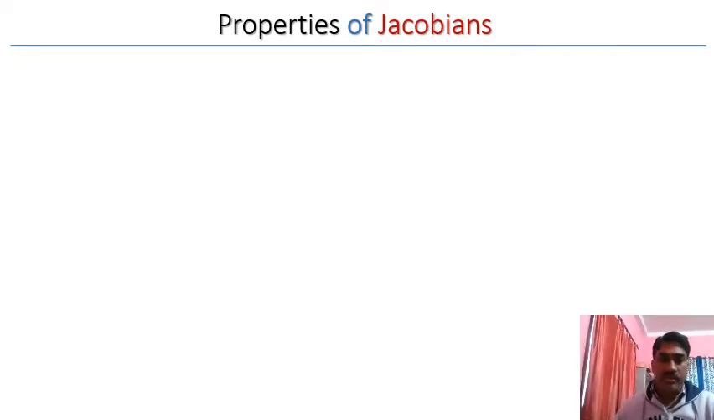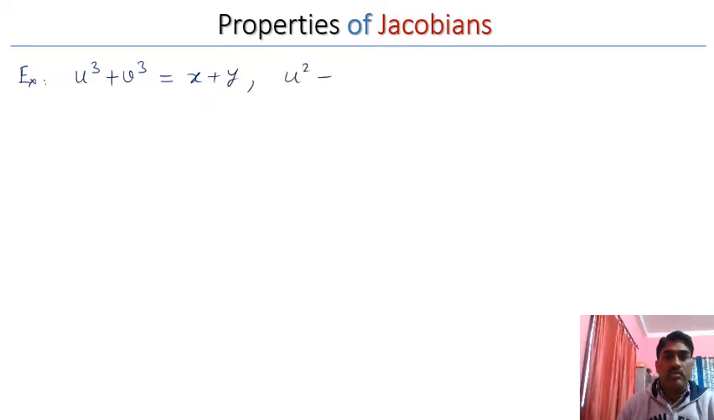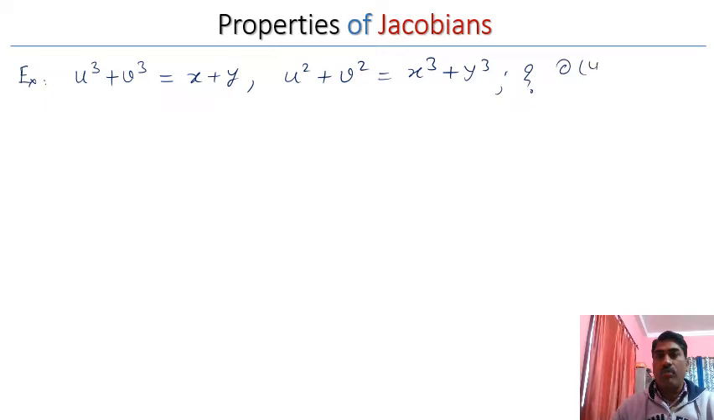Our next example is, if u cube plus v cube is given by x plus y and u square plus v square is given by x cube plus y cube, then we will find Jacobian of uv with respect to x and y. So let us try to find it.